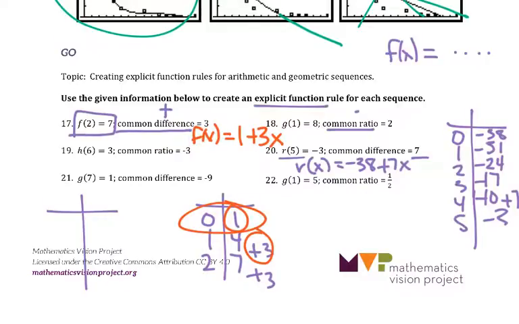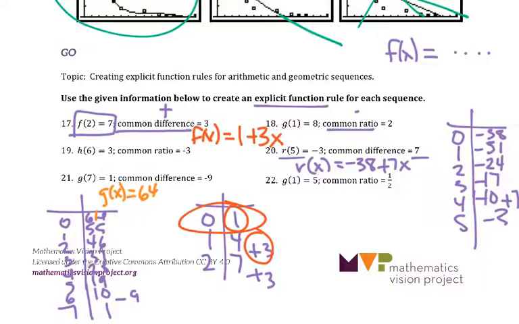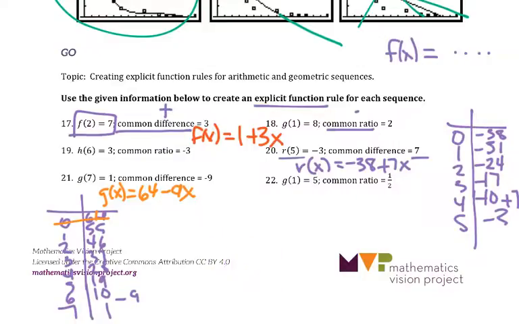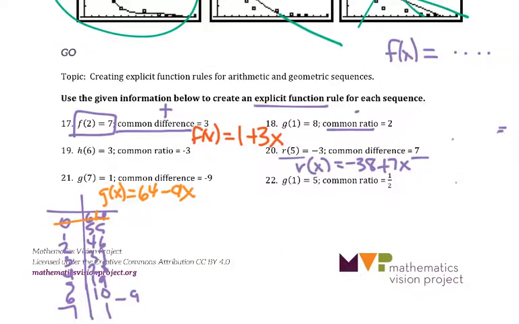So 21, same idea. So 0, 1, 2, 3, 4, 5, 6, 7. At 7, we're at 1. We're subtracting 9 each time, so I'd go opposite and add 9. So 10, 19, 28, 37, 46, 55, and 64. So we'd go g of x equals 64, our starting number, then minus 9x each time. Okay? And that's how we do those linear ones. We know they're linear because we have a common difference. We're adding or subtracting each time.